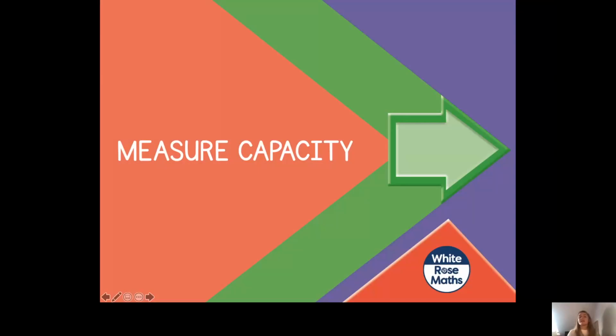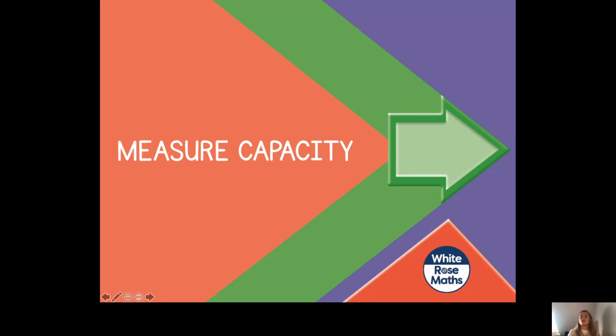Now, in our maths lesson yesterday, we learnt two new words, didn't we? We learnt the words volume and capacity. Now, can anybody remember what those two words mean? Yes, that's right. Capacity means how much liquid a container can hold when it's completely full, whereas volume means how much liquid there is in a container at a specific time.